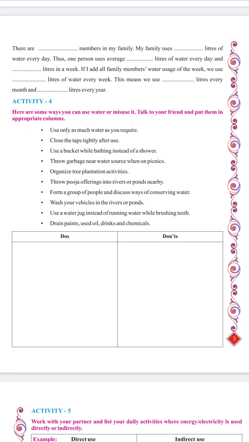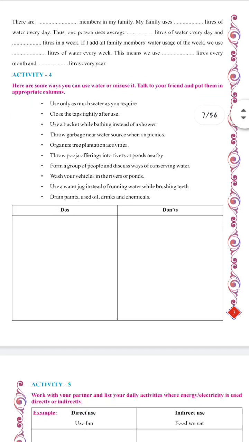So out of 5 sentences, 3 are to be kept in the do's column, 2 are to be kept in the don'ts column. Remaining 5, I will request all the students to read properly, and if they are appropriate, you should put them in the do's column, and if they are not appropriate in the do's column, put them in the don'ts column. So the remaining 5 will be your homework.